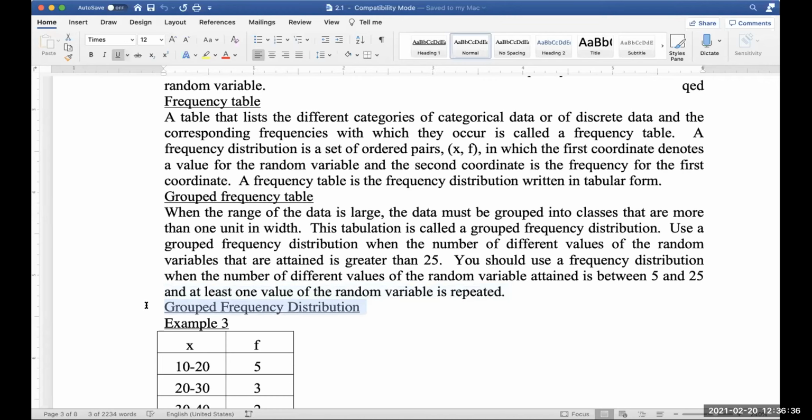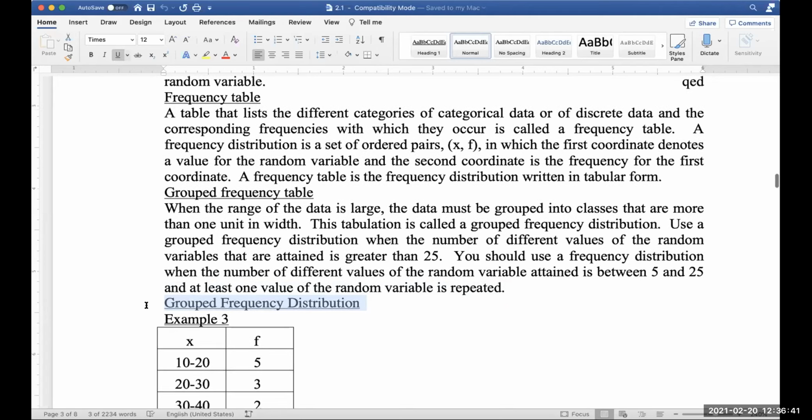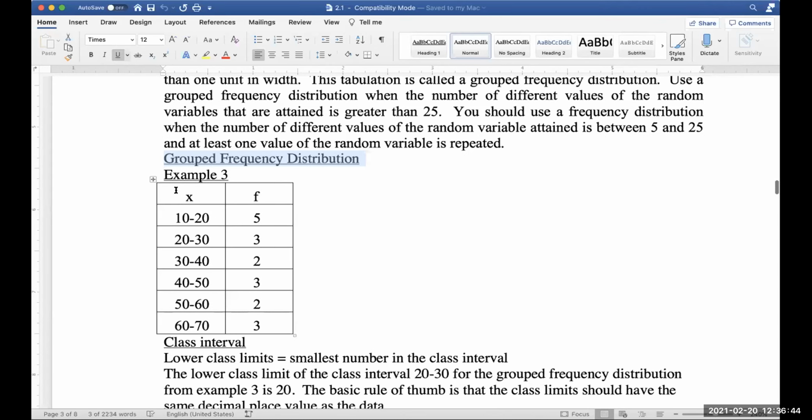So that's when you should use a frequency distribution. So let me look at a grouped frequency distribution. A group frequency distribution has your class interval denoted by X and your corresponding frequency. So this says that there are 5 numbers between 10 and 20, 3 between 20 and 30, 2 between 30 and 40, 3 between 40 and 50, 2 between 50 and 60, 3 between 60 and 70.